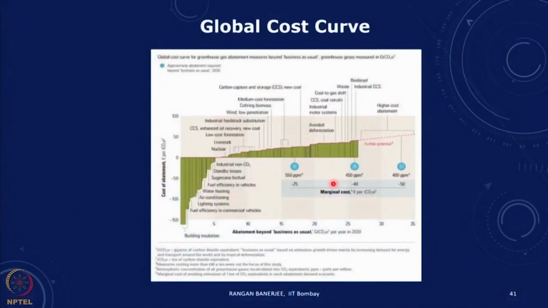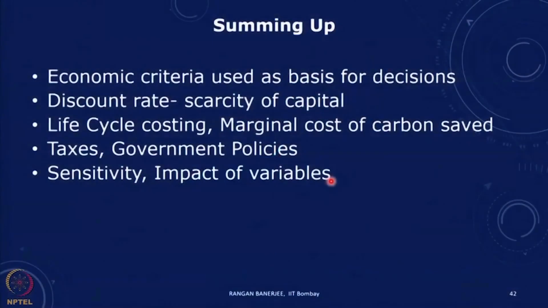So today we have looked at the economic criteria which are used as a basis for decisions. We looked at the simple payback period, and we said the simple payback period is a good index for projects which are relatively low cost, but it does not take into account the time value of money. With the time value of money, we looked at net present value, benefit by cost ratio, and internal rate of return. All three come from the same equation, but there are slight differences in how they can be calculated.